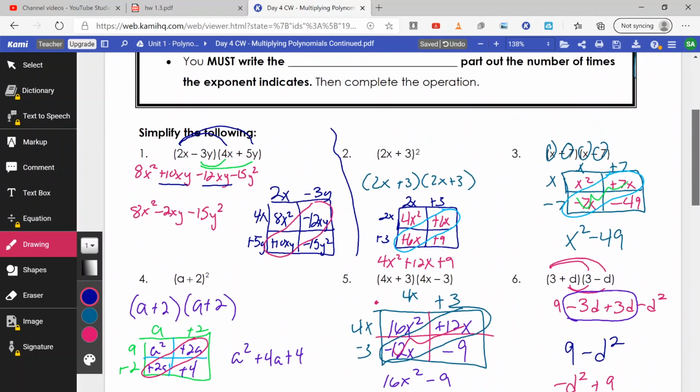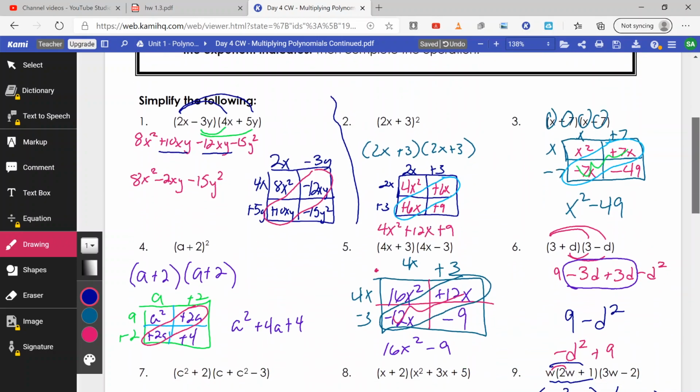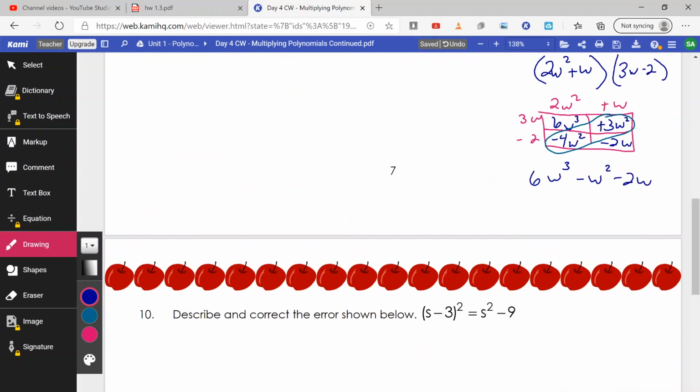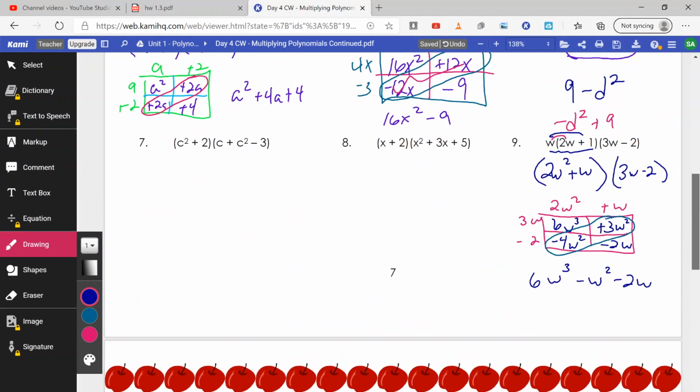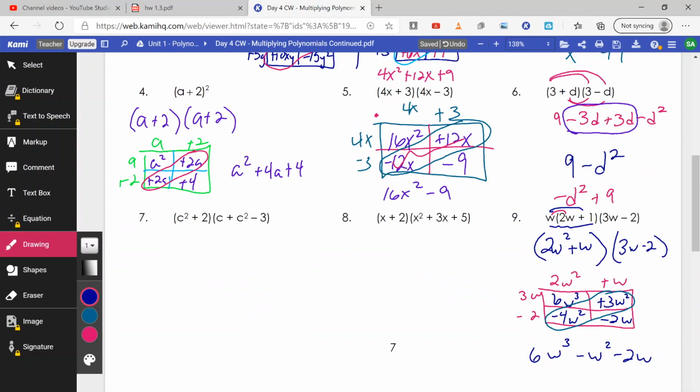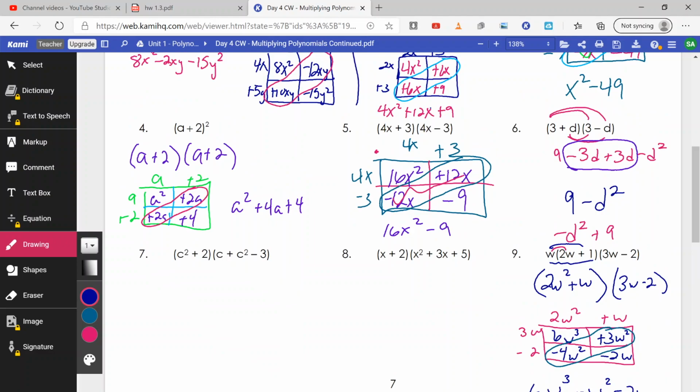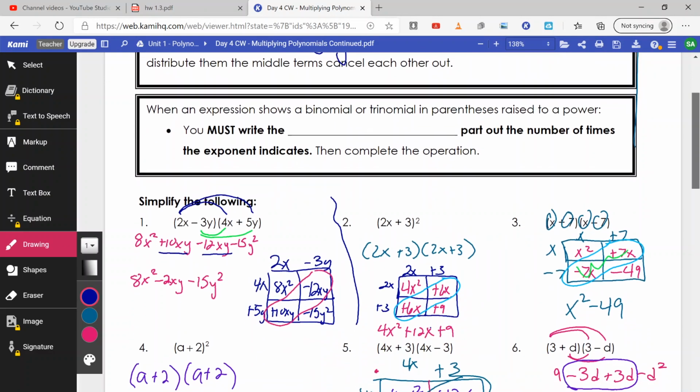And that is conjugates. Continuing practice multiplying different binomials, binomials times trinomials, monomials times binomials, etc. And also expanding out when I have a binomial raised to a power, like in number 4 and number 2.